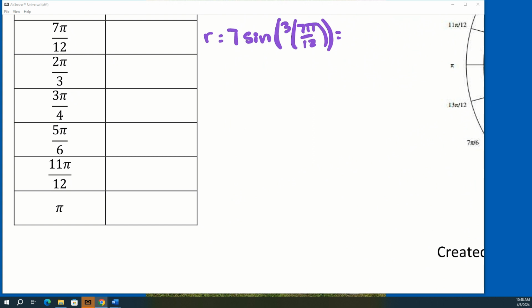So we have that same situation where we have 3 in the numerator and 12 in the denominator. That's going to reduce to 4 in the denominator, so it would be 7 pi over 4. So the sine of 7 pi over 4 should be similar to the sine of pi over 4, but we have to know if it's positive or negative. Is this one going to be positive or negative?